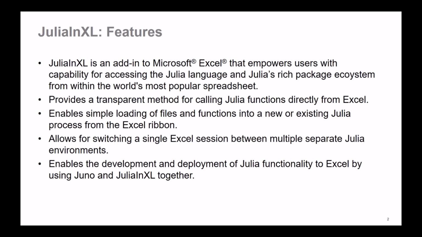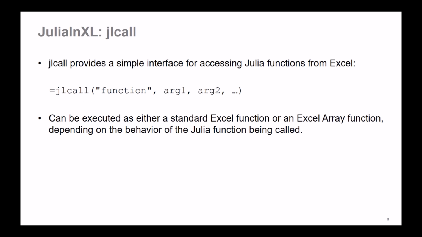Julia and Excel provides you with a transparent method for calling Julia functions directly from Excel. It enables simple loading of files into your associated Julia process directly from Excel's Office ribbon user interface. In addition, it provides functionality for switching between multiple separate Julia environments. When one of those Julia environments is Julia Pro's Juno IDE, Julia and Excel and Juno can be used together in the development and deployment of Julia functionality to Excel users.